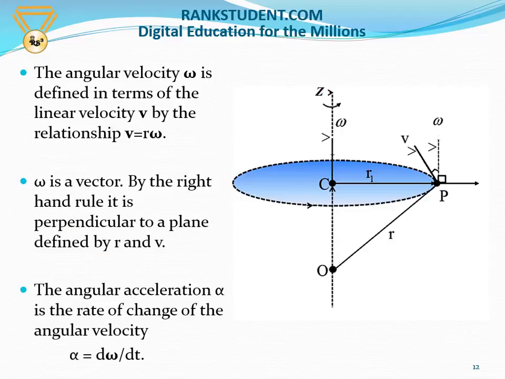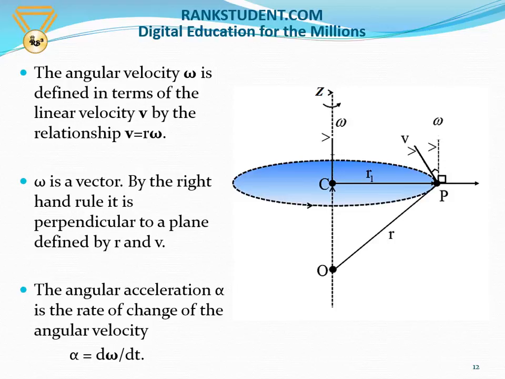Now, a few more definitions. The angular velocity omega is defined in terms of the linear velocity v by the relationship v equals r omega. Omega is a vector. By the right-hand rule, it is perpendicular to the plane defined by r and v. Similarly, the angular acceleration alpha is the rate of change of the angular velocity. Alpha equals d omega by dt.